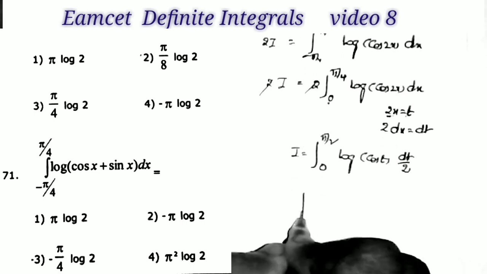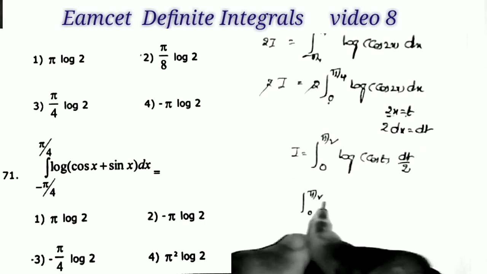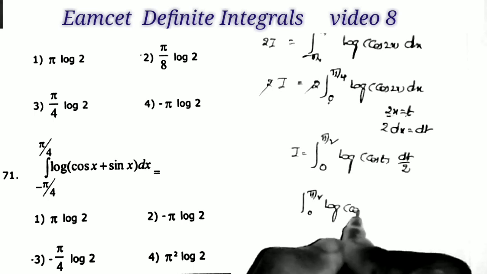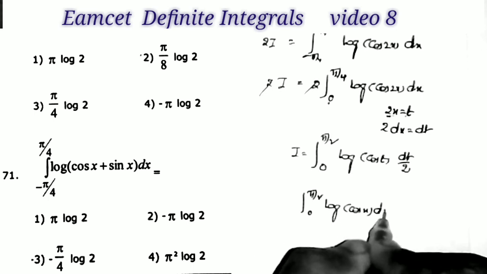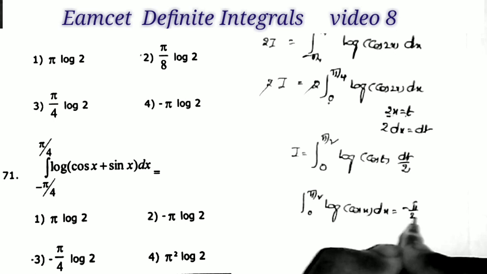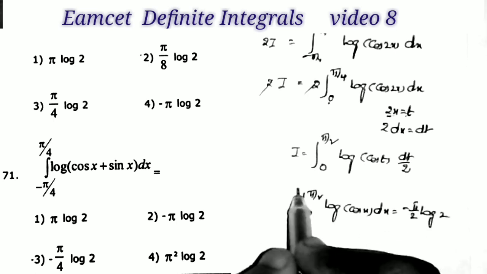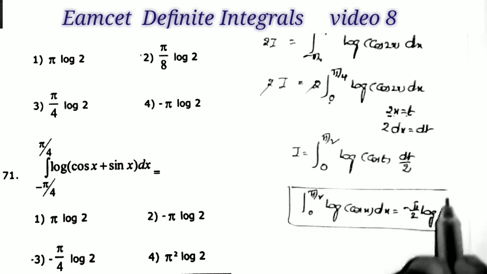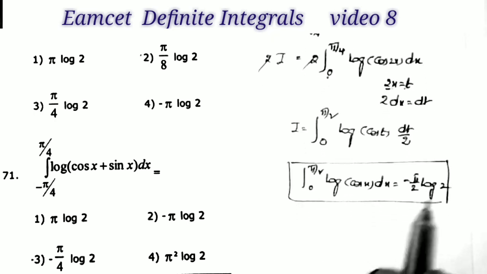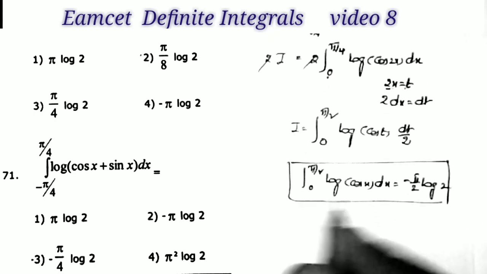And the most important formula is integral 0 to pi by 2 log of cos x into dx is equal to minus pi by 2 log 2. This is a very important formula. Integral 0 to pi by 2 log of cos x into dx is equal to minus pi by 2 log 2.